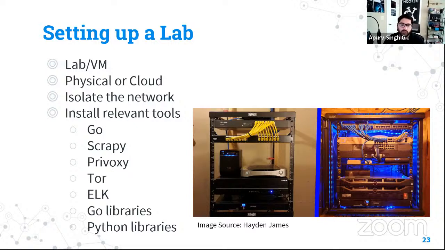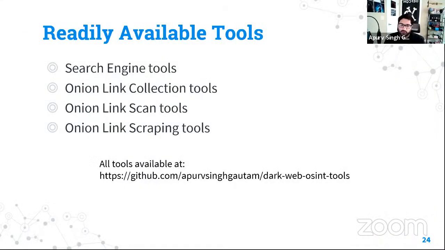It should not be connected to any of your personal stuff, and you should have those relevant tools if you have that coding background, if you are coding those things. If you are not, if you are just manually monitoring dark websites, then you don't need these tools. But if you are creating your own scraping tools or your own scraping scripts, then you need these tools installed. Now, there are many readily available tools also, these are OSINT tools, which you can directly download from GitHub and start running.